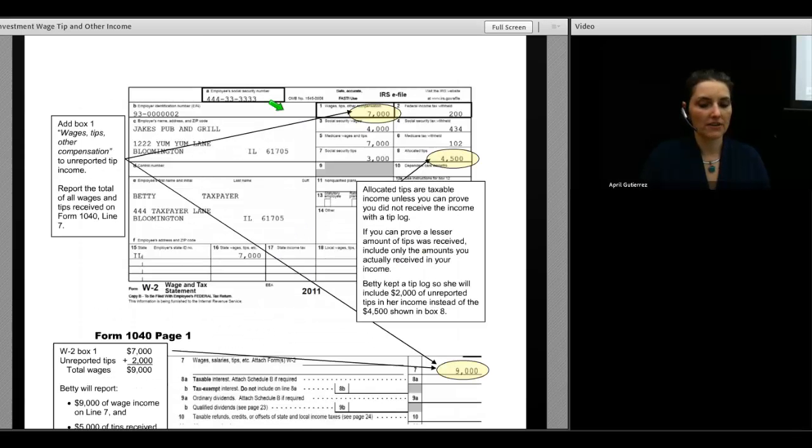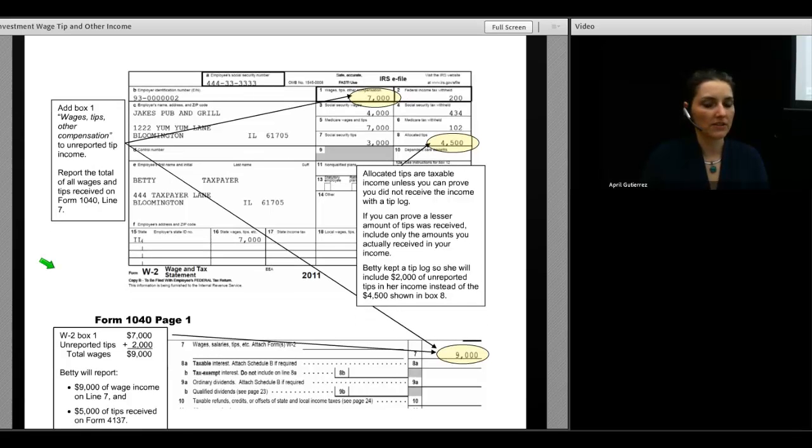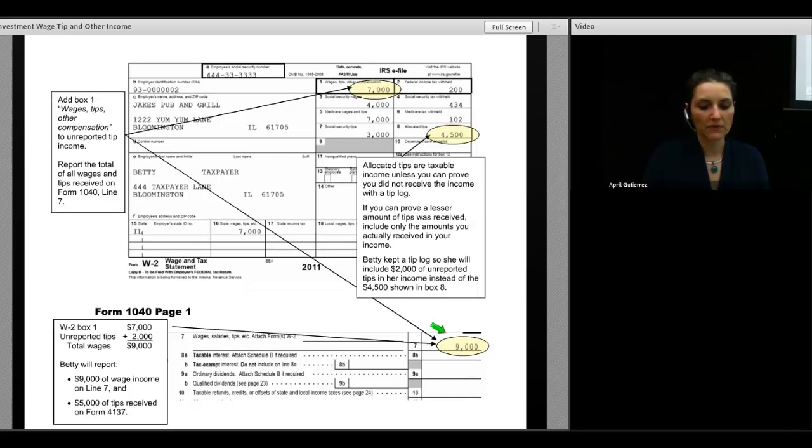So I've actually gone here and filled out Betty's W-2 for you so you could see what's going on here. So line 1 of the W-2 is showing $7,000. And line 8 is showing $4,500. She kept a tip log, so the amount that we're going to enter on line 7 of page 1 of her Form 1040 is going to be $9,000. 7 plus 2, $9,000. She received a total of $5,000 of tips. She reported $3,000 to her employer, and that $3,000 is included in Box 1. So the amount not included in Box 1 is an additional $2,000. And that's how we get $9,000 on line 7.